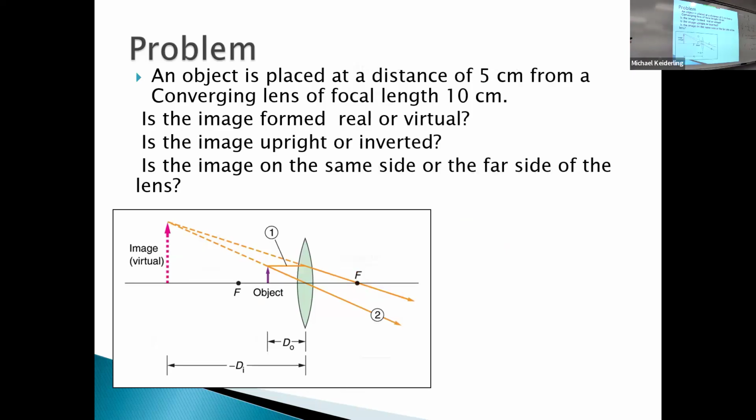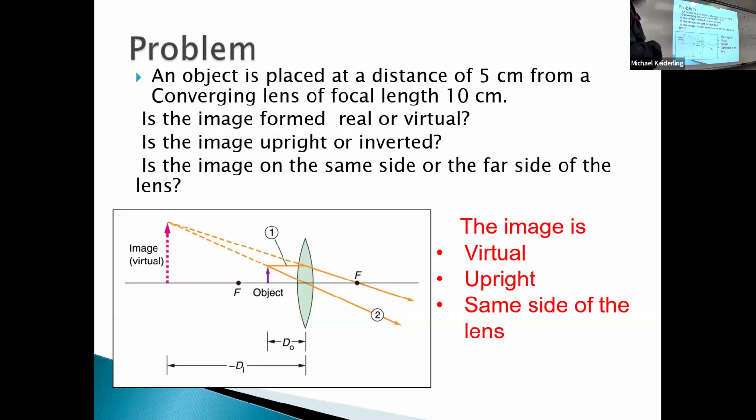If you put an object 5 centimeters from a converging lens of focal length 10 centimeters, here is the diagram that I apparently messed up the animations on. Is the image formed real or virtual? It is virtual. It is upright, and it is on the same side of the lens. Virtual, upright, same side of the lens.